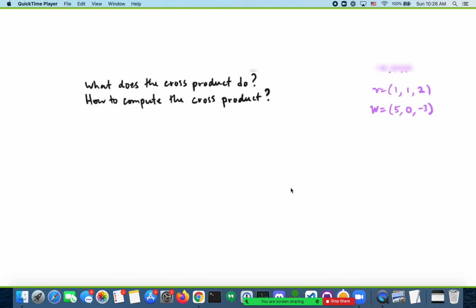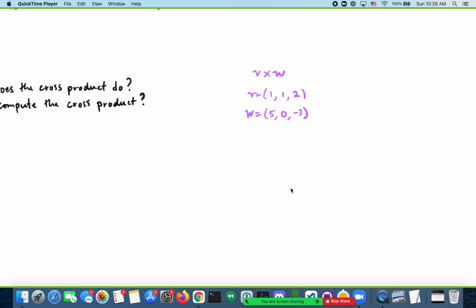What does the cross product do? How to compute the cross product? Sort of two questions about something called the cross product. So the cross product is of two vectors. It eats two vectors and it'll spit out another vector. So it's now again in R3. And cross product only works for R3.